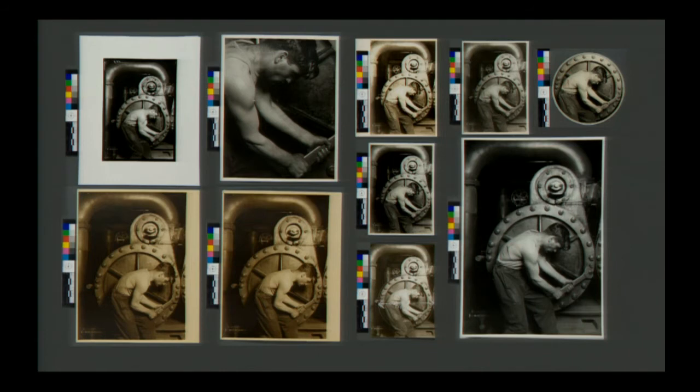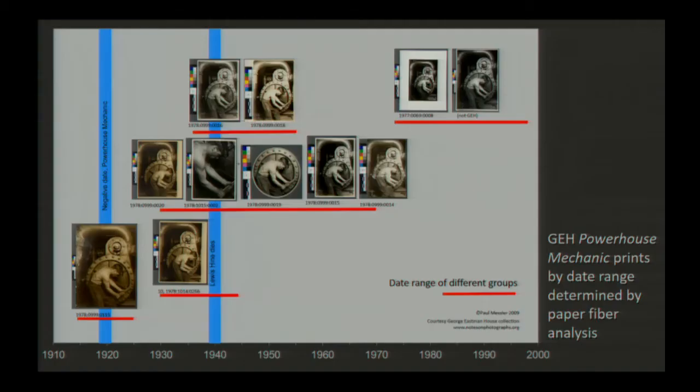So we went to the George Eastman House, and we said, give us all your Lewis Hine powerhouse mechanic prints. And none of them were dated. Maybe some were dated, but the dates were rough ranges, and a lot of them weren't. And this is just a fraction of what we were looking at. So we took a tiny microscopic piece of a section of paper, had a forensic microscopist identify the fibers, and we were able to make these clusters.